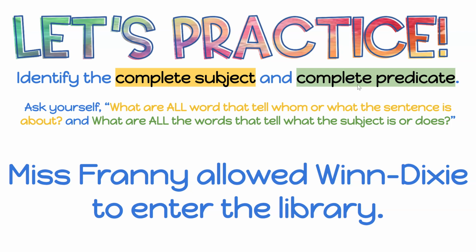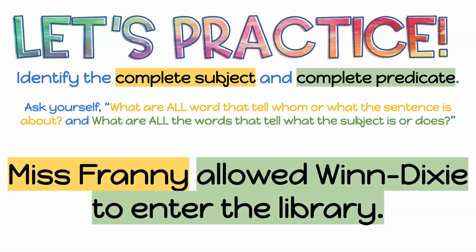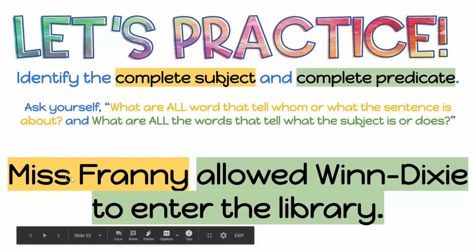Let's try another. Miss Franny allowed Winn-Dixie to enter the library. Complete subject is who the sentence is all about or what the sentence is all about. Complete predicate is what that subject is or is doing. Pause right here. That's right. Miss Franny is a complete subject because this sentence is all about what Miss Franny is doing. And what she's doing is she is allowing Winn-Dixie to enter the library. So that is the complete predicate.